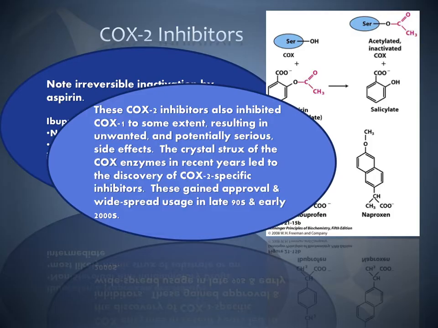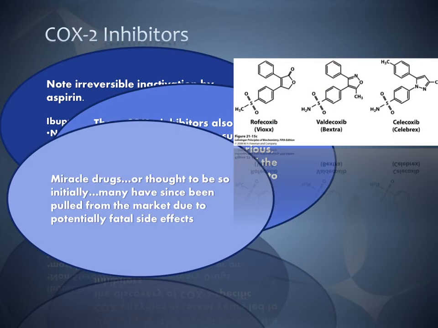The problem was that a lot of these, as I mentioned, also inhibited COX-1, so they caused a lot of side effects. So then they started to try to make COX-2 specific inhibitors. It only inhibits COX-2, so you don't have any stomach problems. They thought this was amazing in the 1990s and early 2000s.